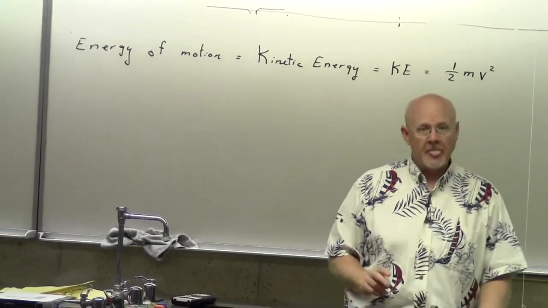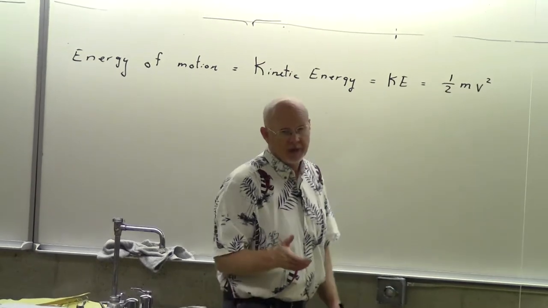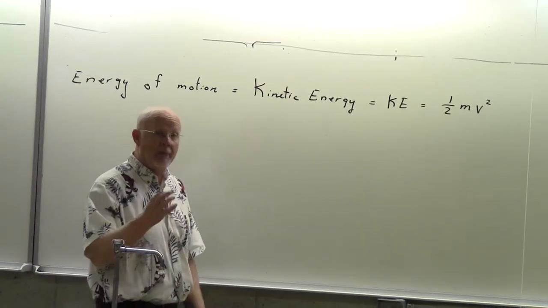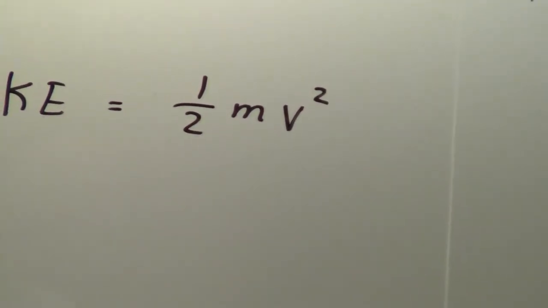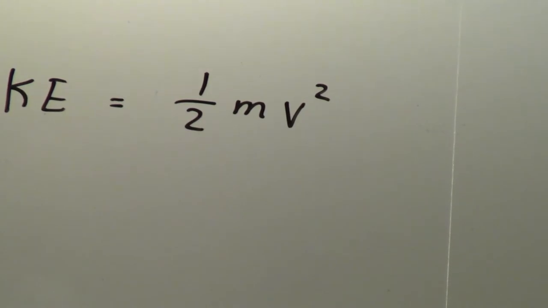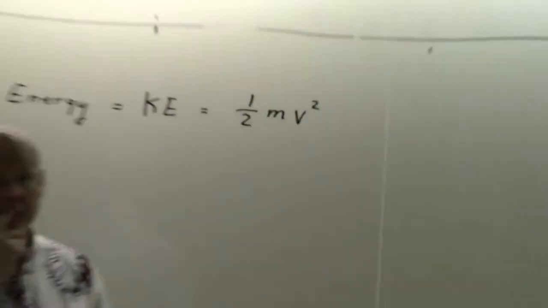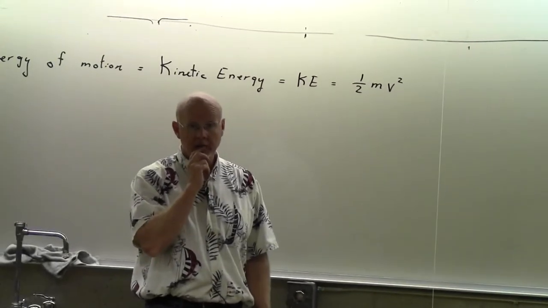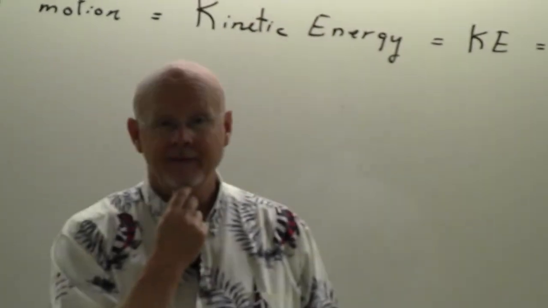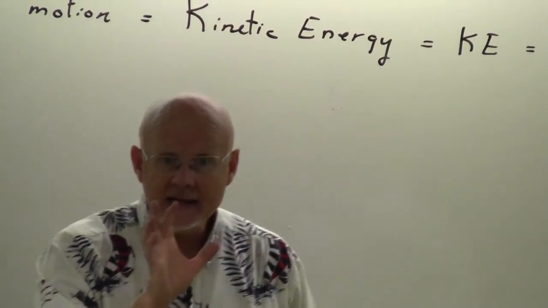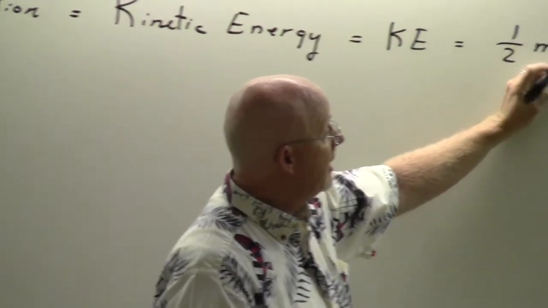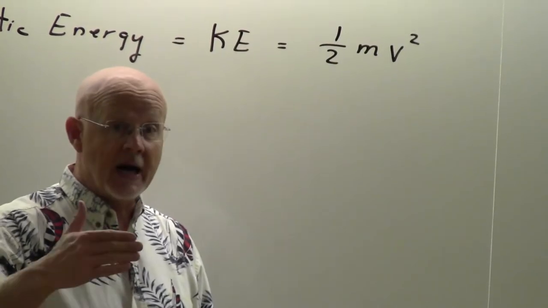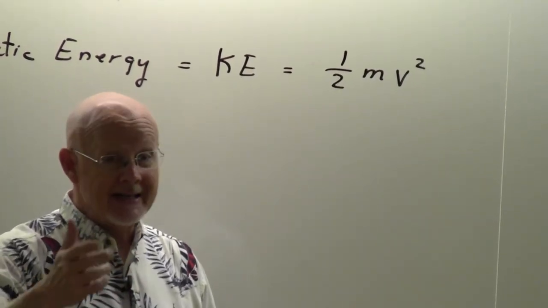But the second thing here is notice it's quadratic with the speed. So if you were to double the speed, how much more energy would you have? And I hope you're saying four times. If we tripled the speed, how much more energy would we have? And I hope you're saying nine times, because it is the speed squared. And so three times three is nine.